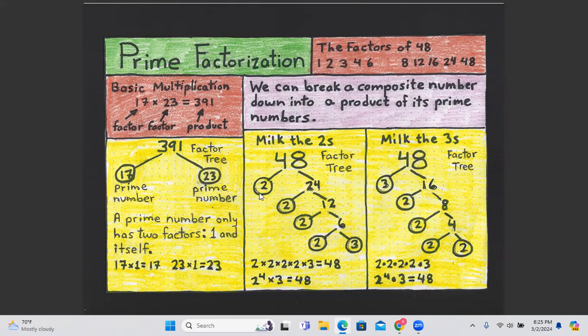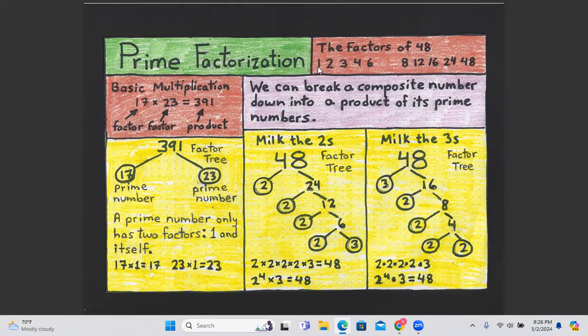And what we're going to do is break down 48 into its prime factors using two factor trees, which we're going to show you right here. But before we break down 48 into its prime factors, let us take a look at the factors of 48, which are 1, 2, 3, 4, 6, 8, 12, 16, 24, and 48 itself. And let's get a picture as to why these are factors of 48.